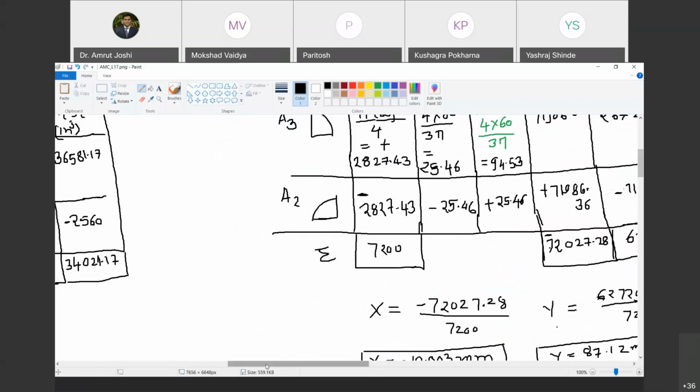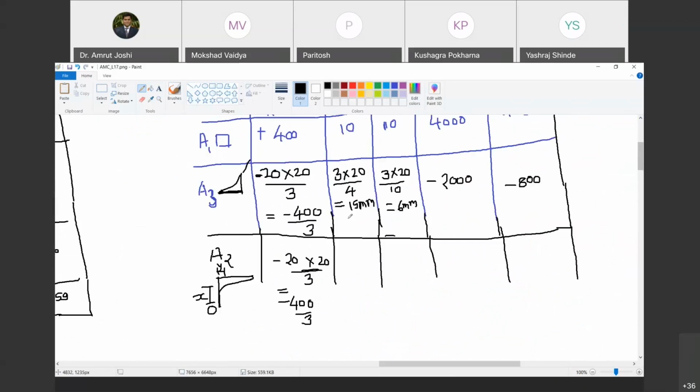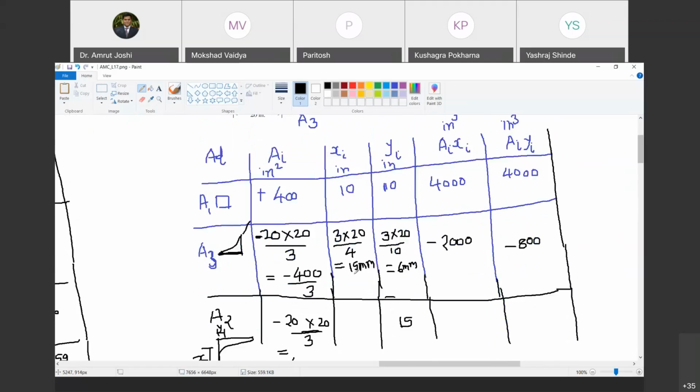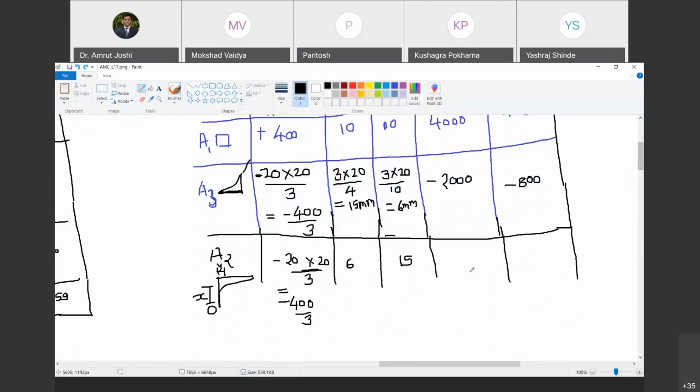हाँ, तो यहाँ पे x की वैल्यू क्या है? x की वैल्यू हमने कैलकुलेट ऑलरेडी की थी 3 into 20 by 4. Do you agree with me? Yes. But that x now here becomes y. Why? So therefore, what is that value? Tell me. 15. 15 mm. And this y here becomes x. I hope you are able to understand this. So this becomes 6 mm. Happy? Yes, sir. So now tell me, this will be now minus 800 and this will be minus 2000.